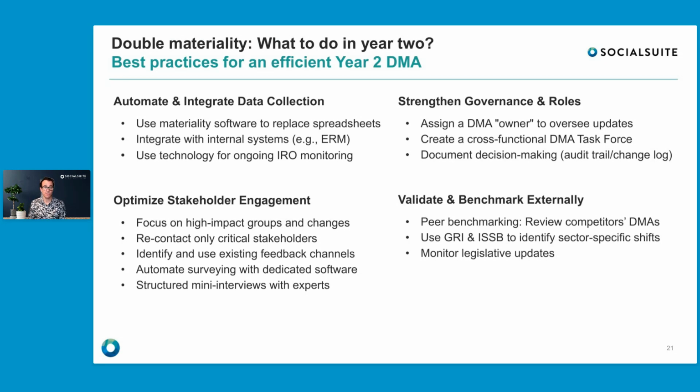Finally, then, in terms of validation and benchmarking, look at what your peers are doing. So in year one, that was hard because everyone's figuring this out, but right now there is a lot of information out there. And if your industry, your peers have not done this, look at adjacent industries, or just look at other companies and see how they've done it. You can learn a lot from unpacking a report and just getting to that component where they talk about their DMA and what they've done.